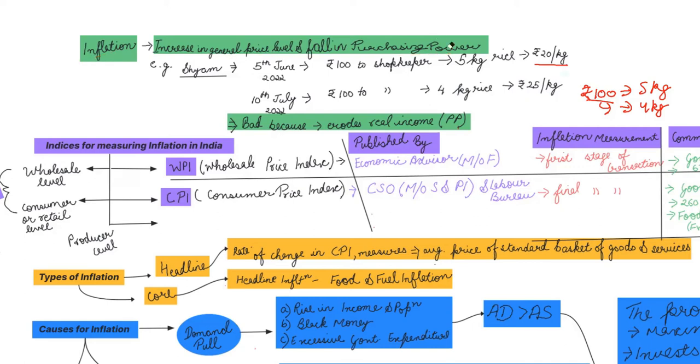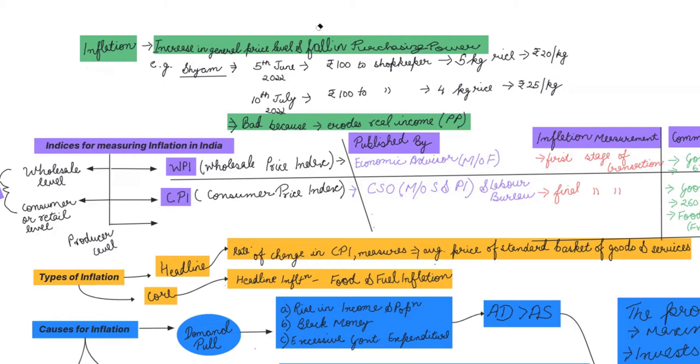And why is it bad for the economy? It is bad for the economy because it erodes your real income. Real income means, with a certain amount of money, how much basket of goods you can buy. That basket quantity of goods goes down when you pay the money to the shopkeeper or from wherever you want to buy. That means your real income or your purchasing power has gone down, and that is the reason why inflation is bad for the economy.